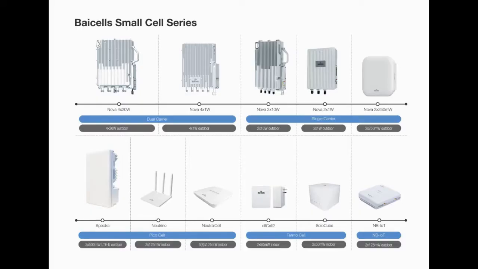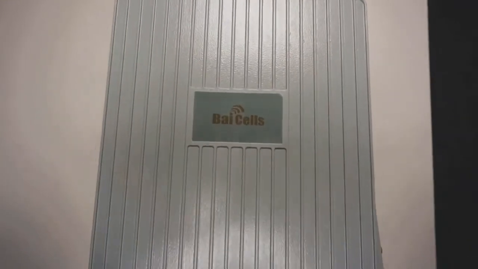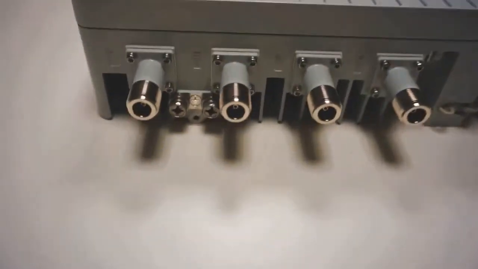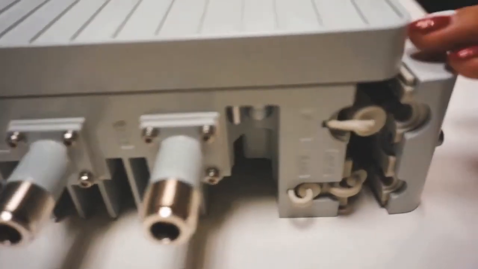Well, here it is, part of the portfolio of Baicells eNodeB, and next we will take the Nova 2x1 word as an example to show you how to configure a Baicells eNodeB. So this is the Baicells Nova 2x1 word, and this is what it looks like.